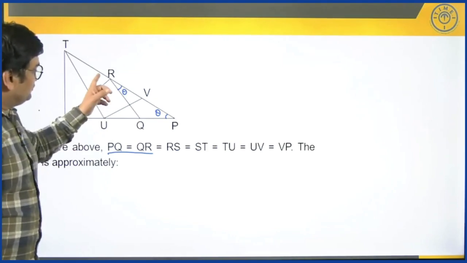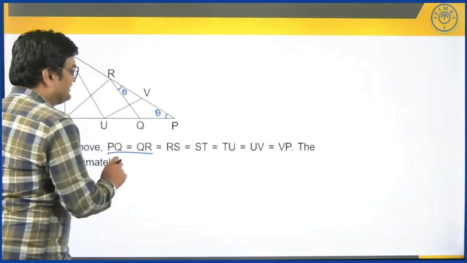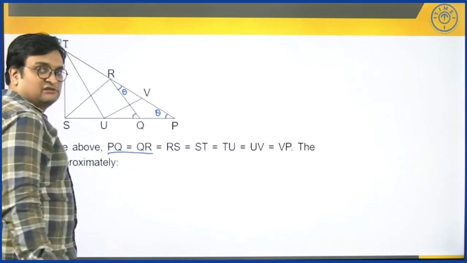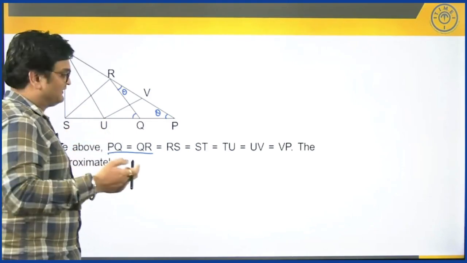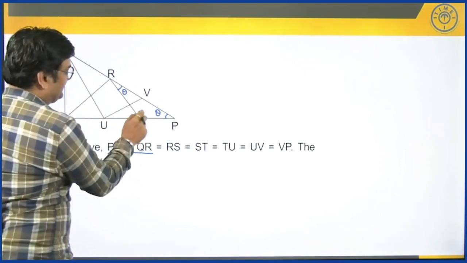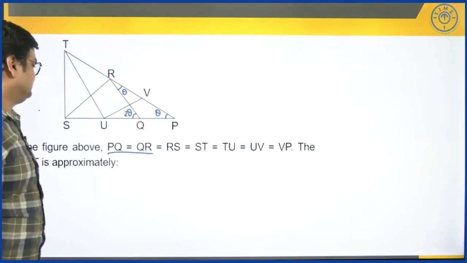Okay. Now look at the same triangle PQR. Can I say this is the exterior angle at Q? And we know the property, each exterior angle is equal to sum of interior opposite angles. So this will be equal to theta plus theta, it will become 2 theta. I write 2 theta here.